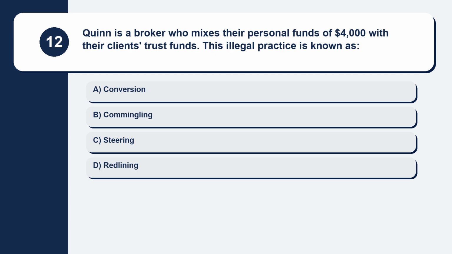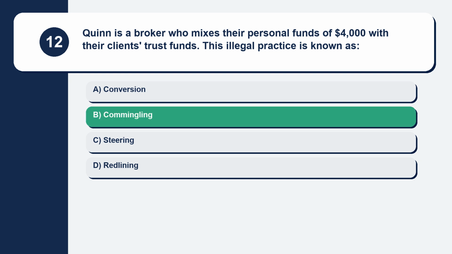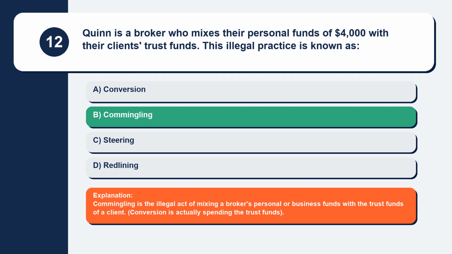Question 12. Quinn is a broker who mixes their personal funds of $4,000 with their clients' trust funds. This illegal practice is known as. Here are your options. Option A, conversion. Option B, commingling. Option C, steering. Option D, redlining. The correct answer is option B, commingling. Explanation: commingling is the illegal act of mixing a broker's personal or business funds with the trust funds of a client. Conversion is actually spending the trust funds.